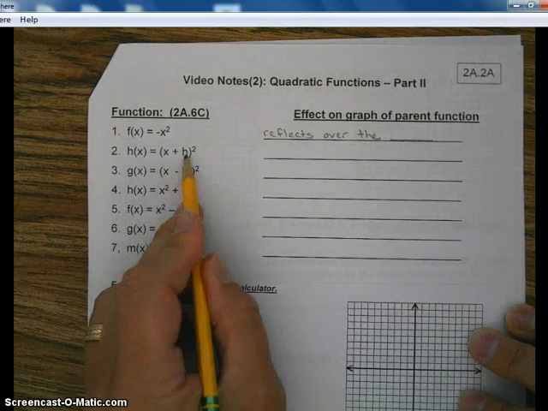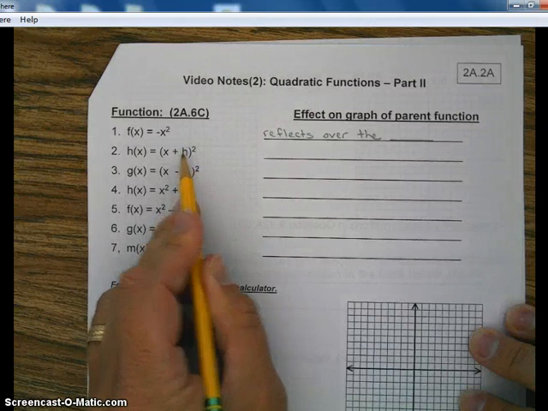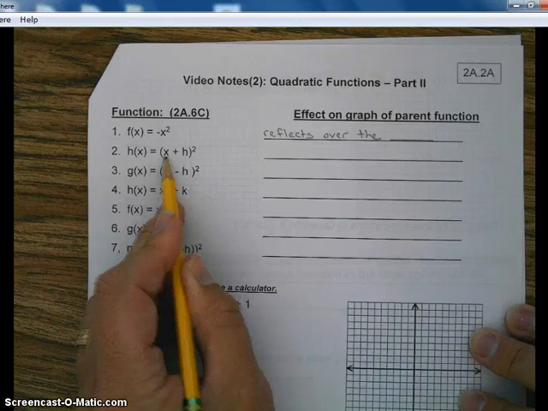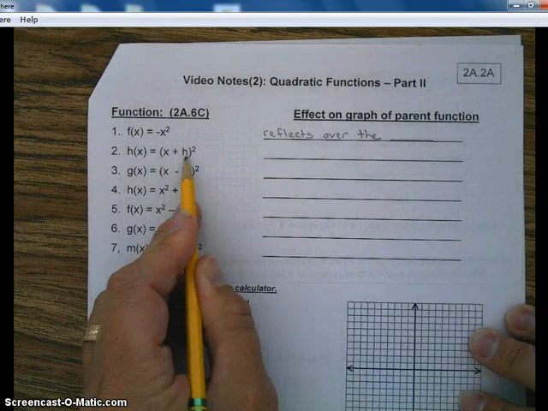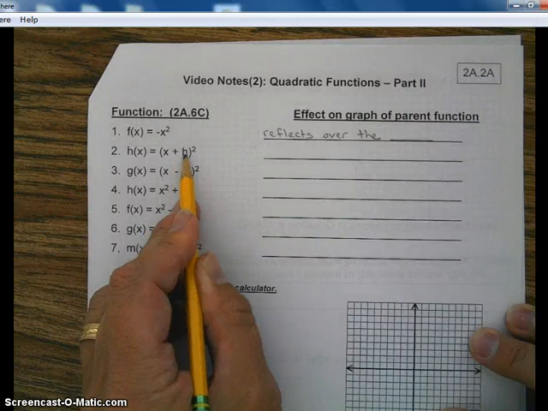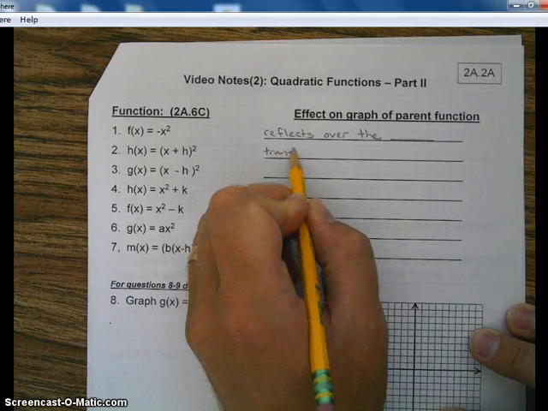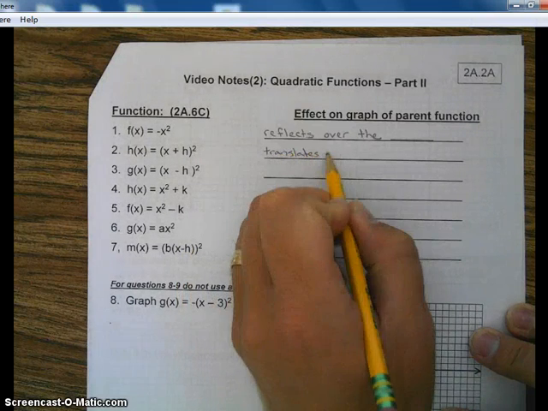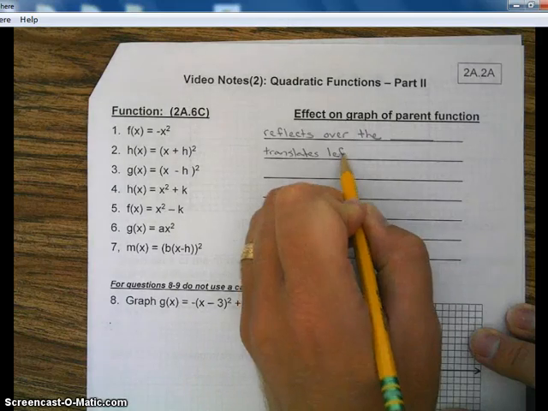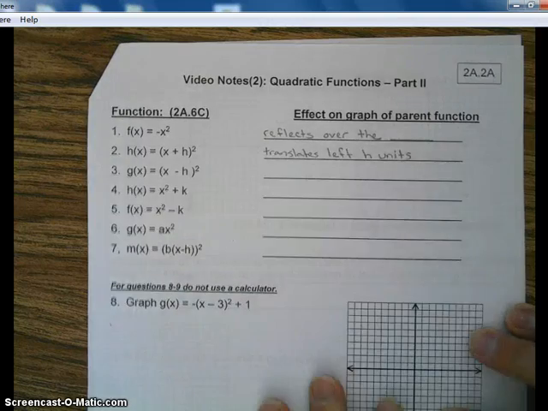Next. Here, when we have a number right here, remember that it's affecting the x, okay? And remember that everything inside the parentheses is the opposite of what you think. So since it's a plus, it means that we are going to be moving to the left h units, okay? So it translates left h units, whatever that number happens to be, okay?